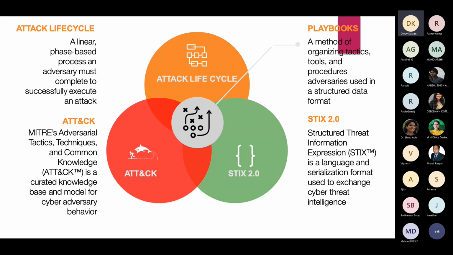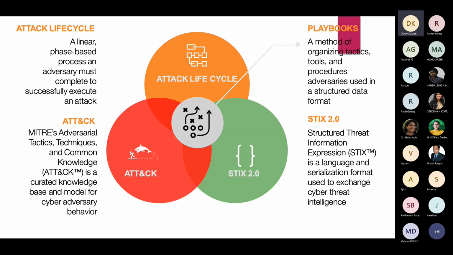Is that you have an attack life cycle, right? Where you have a phase-based process of an adversary that they must be able to do in terms of completing an attack, right? You have the attack framework now where you have all the TTPs and the common knowledge for how they were attacking you against a specific model. You have the STIX framework now which says that okay, this entire process that you're trying to do, how you can communicate that to cyber threat intelligence forums. And then you have playbooks which basically give you an organized way of your TTPs that the adversaries will use in a format which you can again share with everybody.